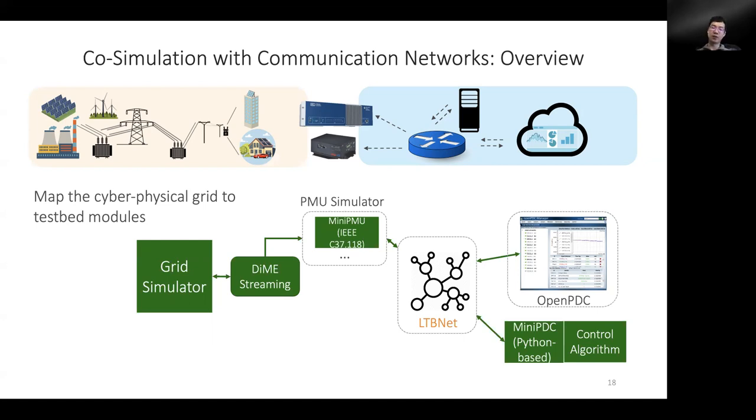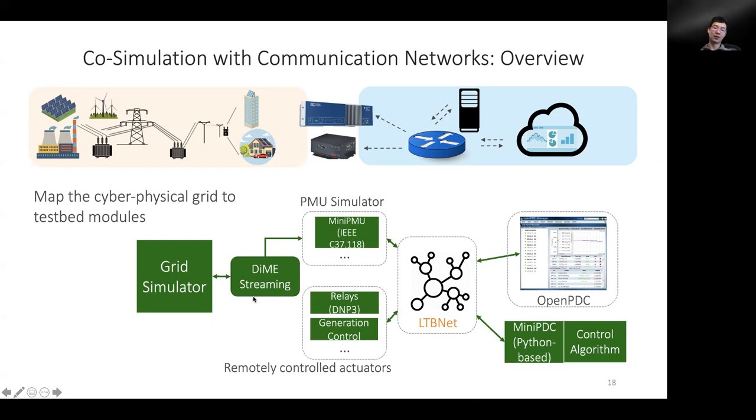Control signal will flow back over the network to the actuators, received by, for example, relays or generator control set points, and act on the physical device in the grid. As we can see, this is a larger closed loop compared with the previous one. And the key parts here are the LTB network emulator, as well as those applications built around it.